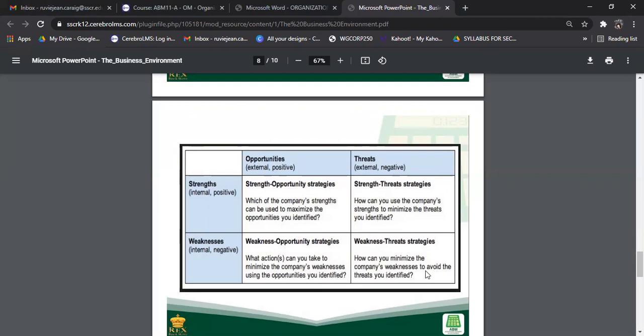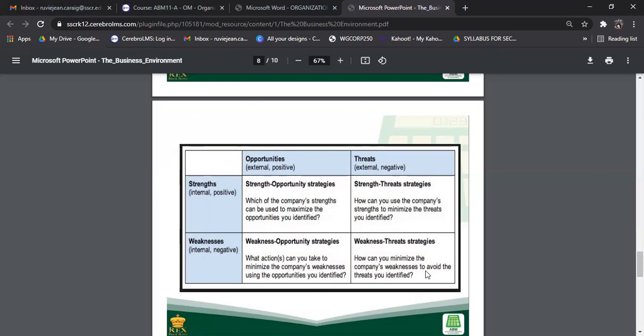And then, how can you minimize a company's weaknesses to avoid the threats you identified? Now, the business that I'd like you guys to look for is not a business na sobrang sikat. Okay? Gusto ko maghanap kayo ng business na hindi pa siya masyadong nagbo-boom. Kasi mostly yung mga businesses, hindi nila masyadong ginagamit ng SWOT analysis. So if you guys have a friend or family na may sariling business, yun yung gagawa natin ng SWOT analysis.